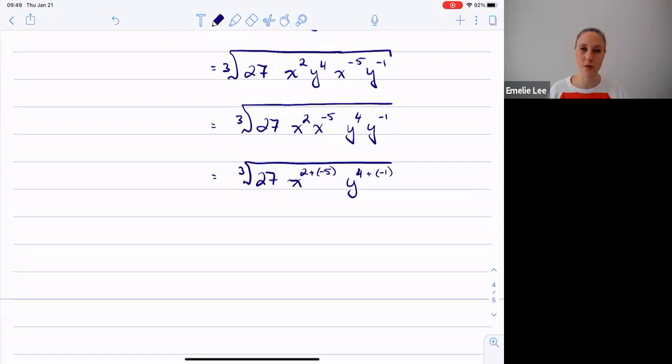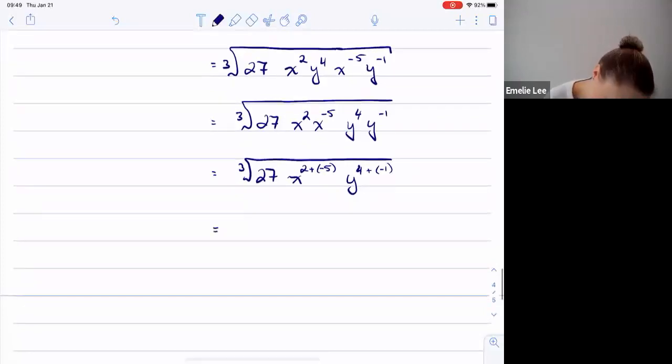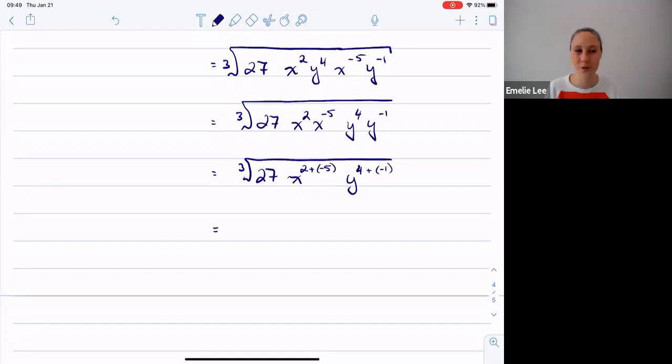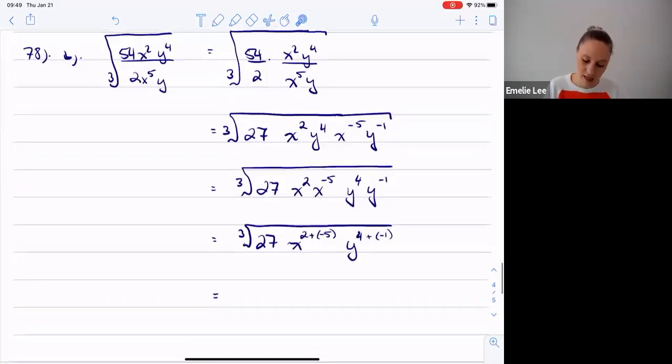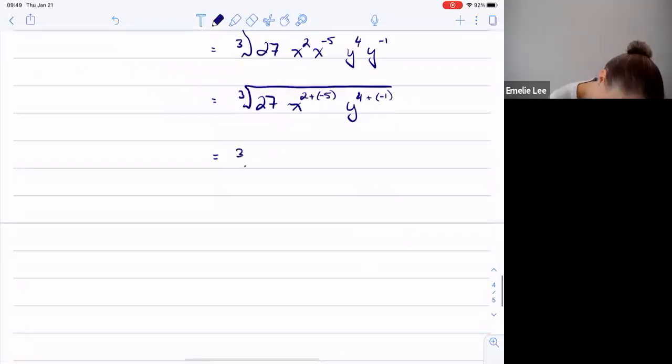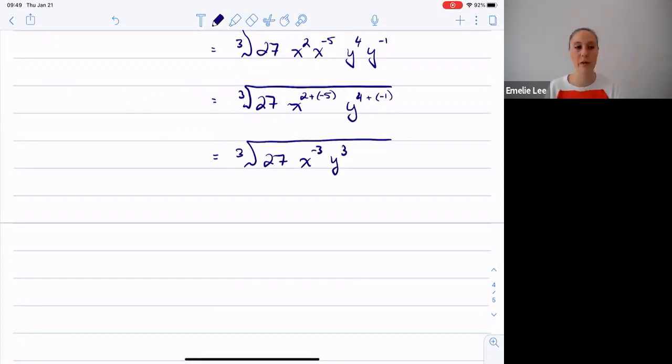I'm showing every step so that you can follow along, but you can take some shortcuts. I still want to see some key things. I still want to see that you know to make these exponents negative, and that you know to combine the exponents by adding, or if you want to go straight to subtracting, that's fine. So I've got the third root of 27 times x to the negative 3 times y to the power of 3. 4 minus 1 is 3. Okay, I'm not quite done, because I want to simplify as much as possible. So I want to rewrite this third root.